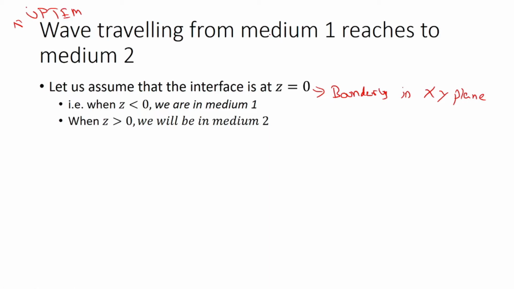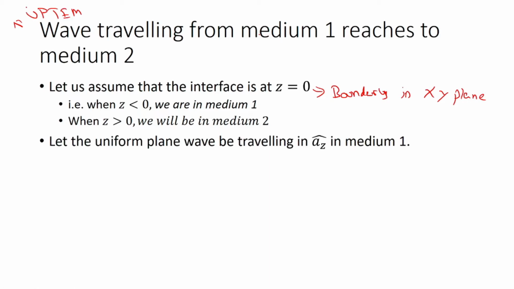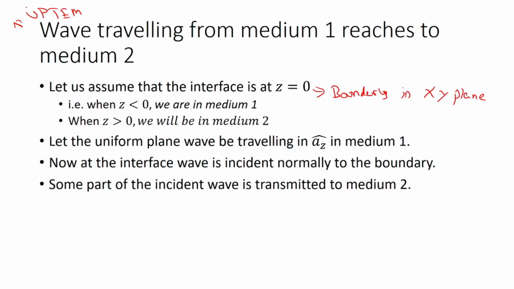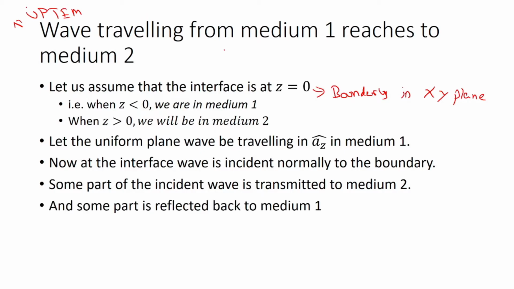And the boundary is the xy plane at z equals 0. Let the uniform plane wave be traveling along az cap in medium 1. Now at the interface, because the normal to the xy plane is also az cap, the wave is incident normally to the boundary. Some part of the incident wave is transmitted to medium 2, whereas some part is reflected to medium 1. So what part is reflected to medium 1 and what part is transmitted to medium 2 is our analysis.